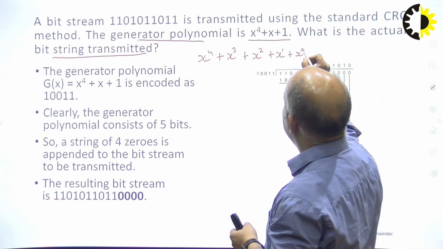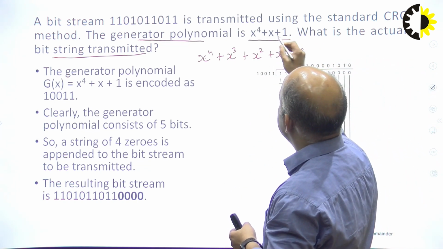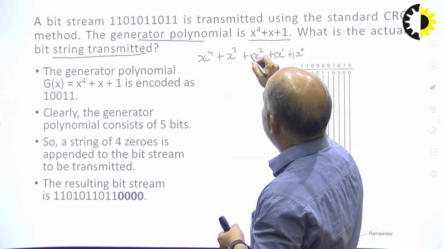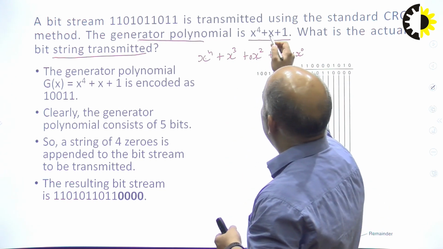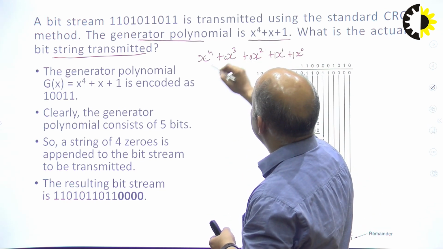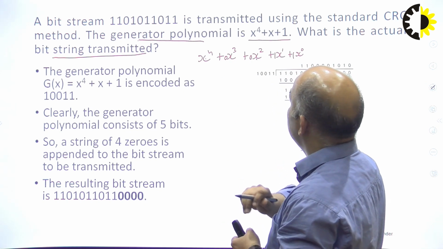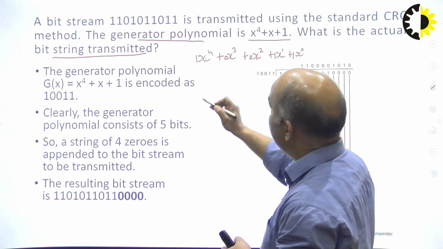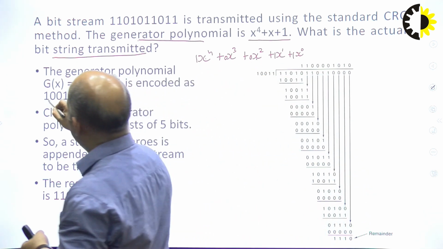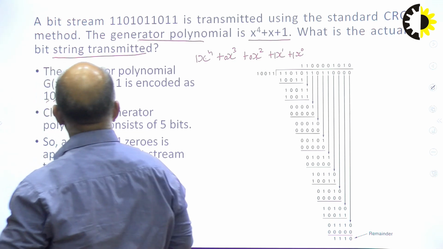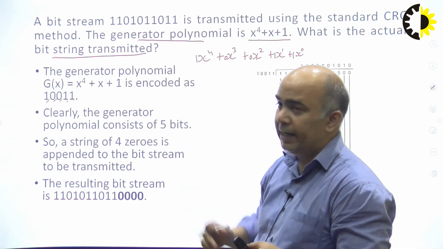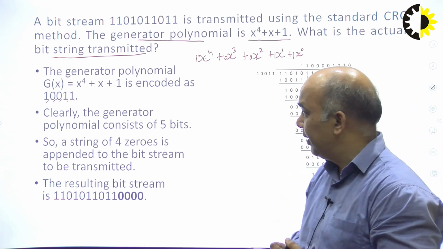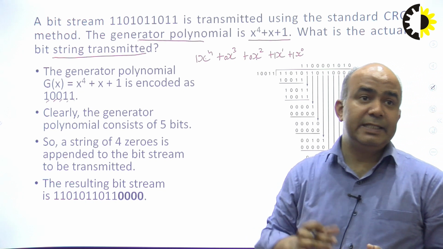So, here this is 1, and for x we will use the 1 here. For x to the power 2 we do not have any term, so we append the 0 here. For x^3 there is no value either, so we use 0 here. For x^4 we use the 1. So, what output will we get? That is 1 0 0 1 1. So, clearly the generator polynomial consists of 5 bits.